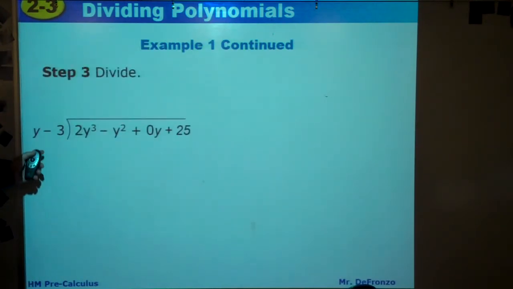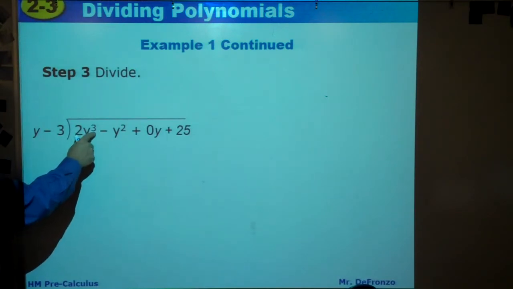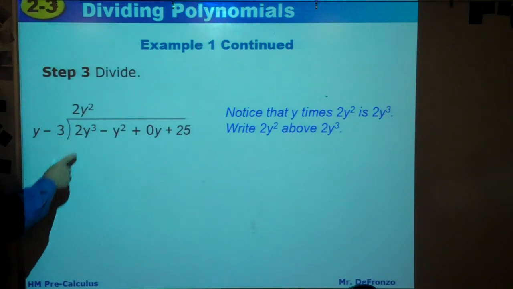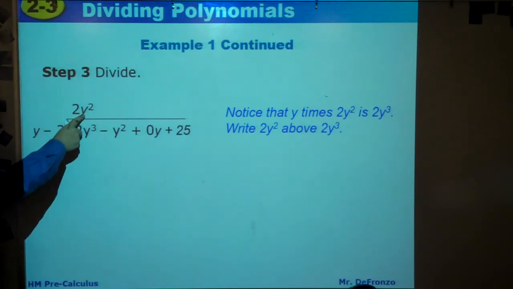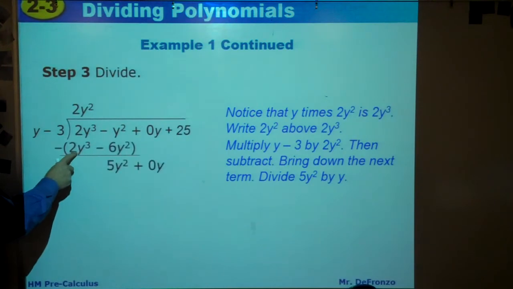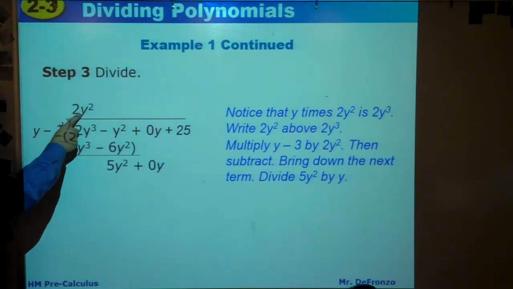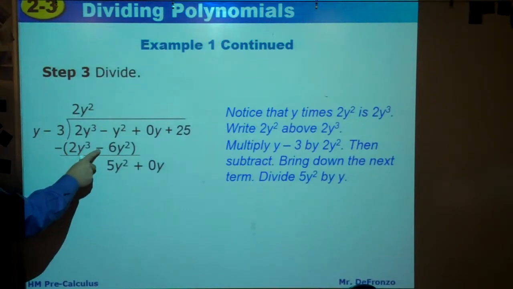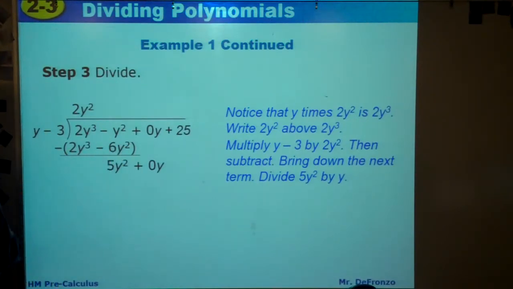Okay, so here we are again. How many times does y divide into 2y to the third? Well, it divides in 2y squared times. 2y squared times y is 2y to the third. 2y squared times minus 3 is minus 6y squared.